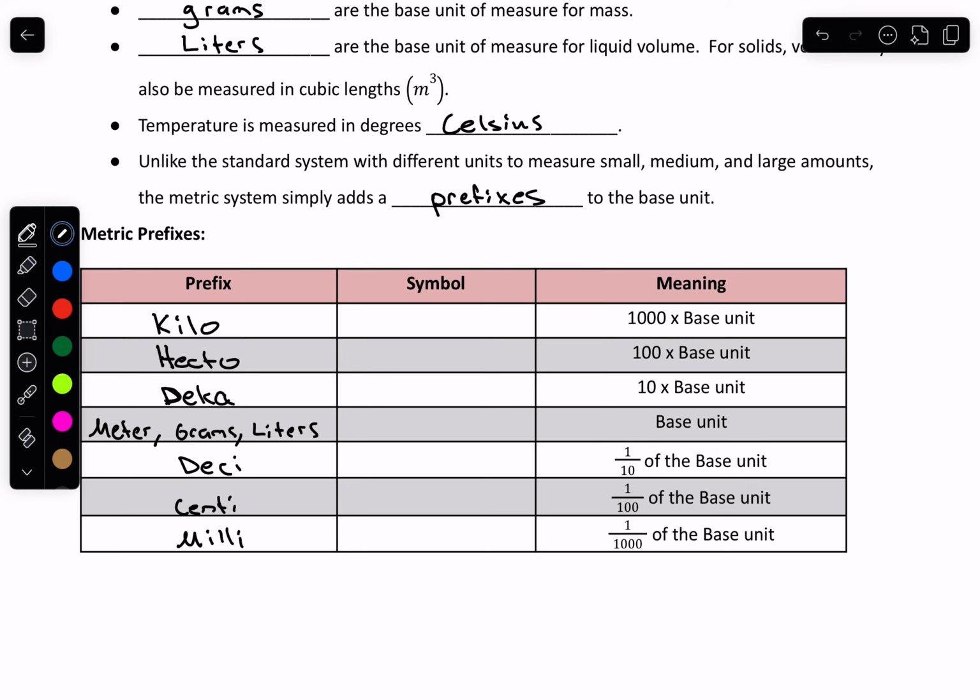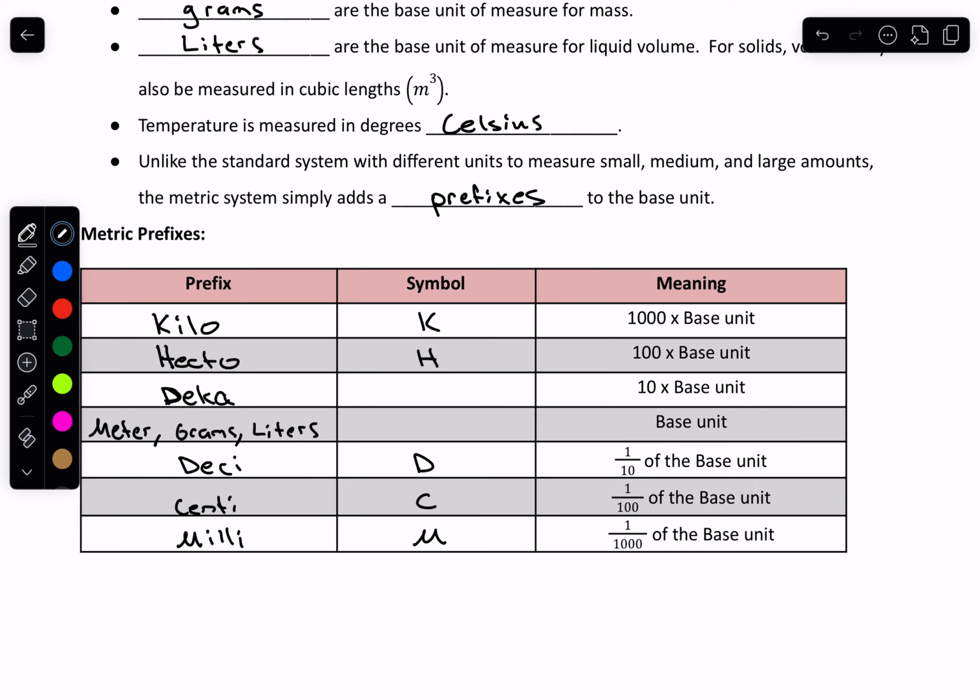For the symbols for each one of these, most of these are just the original letter. So for kilo, it's just a K. Hecto, it's just an H. We're going to skip deca for a second. And then we're going to go down to deci. Deci is just a D, centi is a C, and milli is an M.